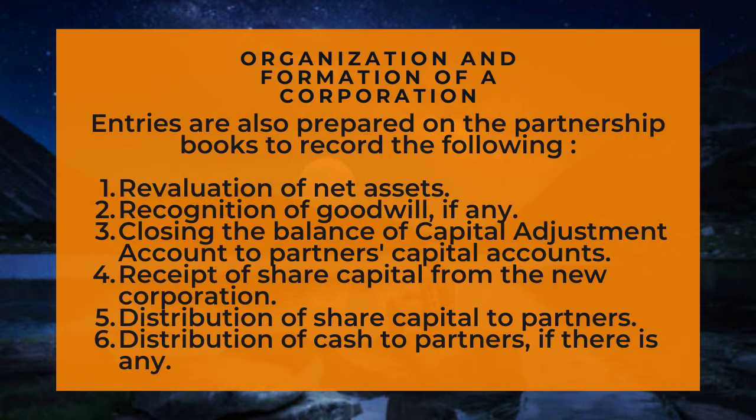Entries are also prepared on the partnership books to record the following. First, revaluation of net asset. Second, recognition of goodwill, if any. Third, closing the balance of capital adjustment account to partners' capital accounts. Fourth, receipt of share capital from the new corporation. Number 5, distribution of share capital to partners. Number 6, distribution of cash to partners if there is any.